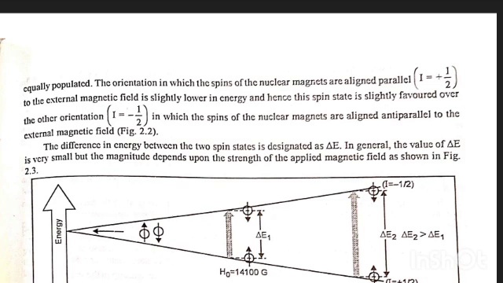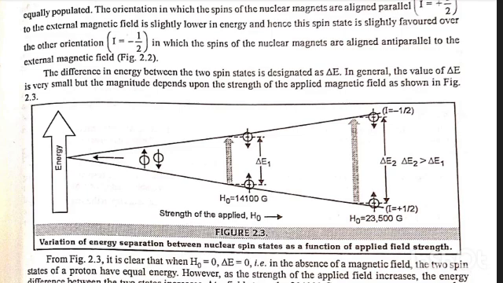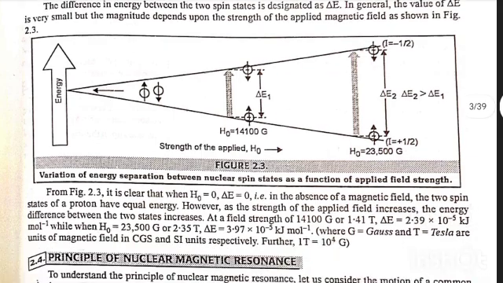The orientation in which the spins of the nuclear magnets are aligned parallel, I equal to plus 1/2, to the external magnetic field, is slightly lower in energy, and hence this spin state is slightly favored over the other orientation, I equal to minus 1/2, in which the spins of the nuclear magnets are aligned anti-parallel to the external magnetic field. The difference in energy between the two spin states is designated as delta E. In general, the value of delta E is very small, but the magnitude depends upon the strength of the applied magnetic field.